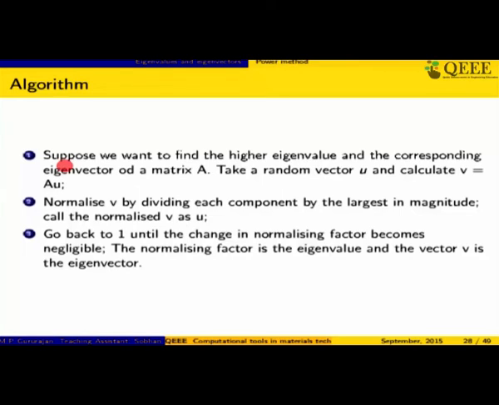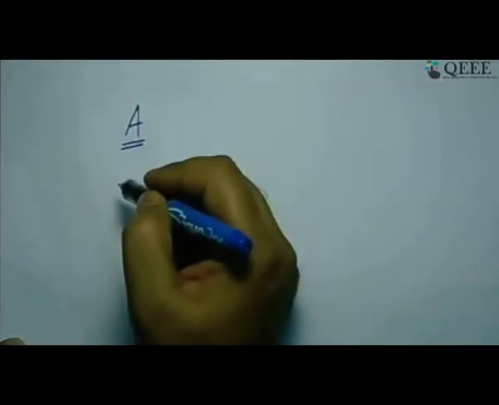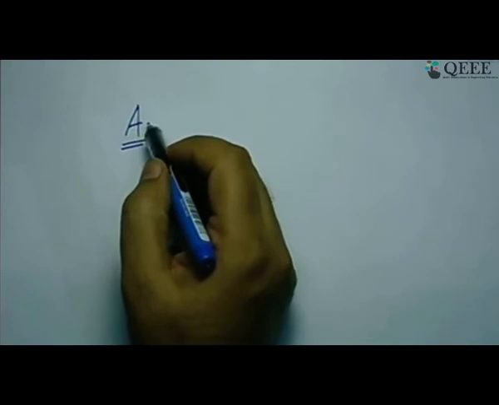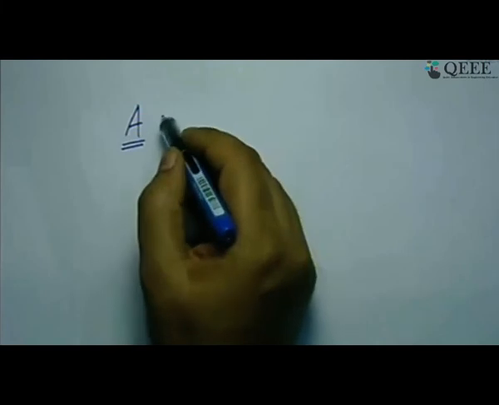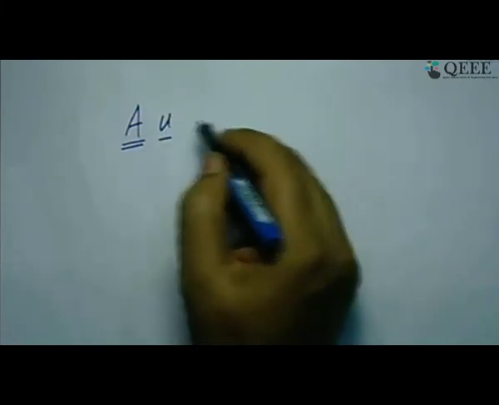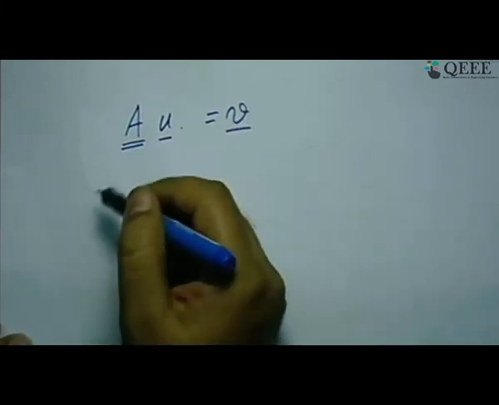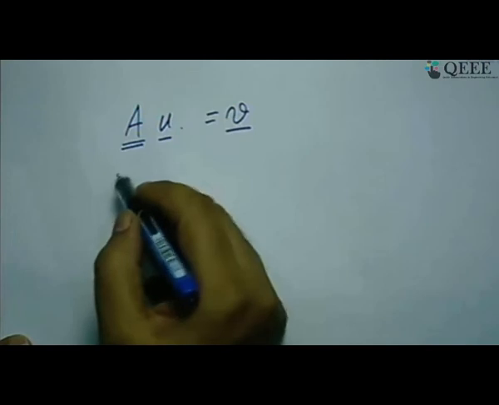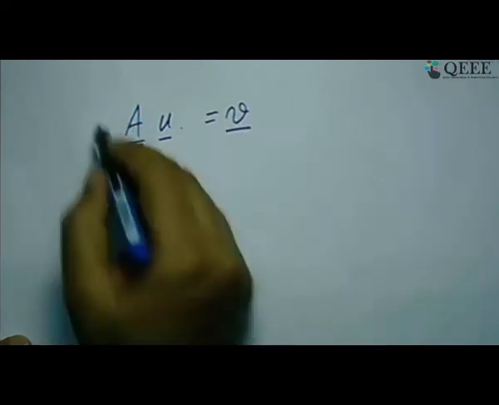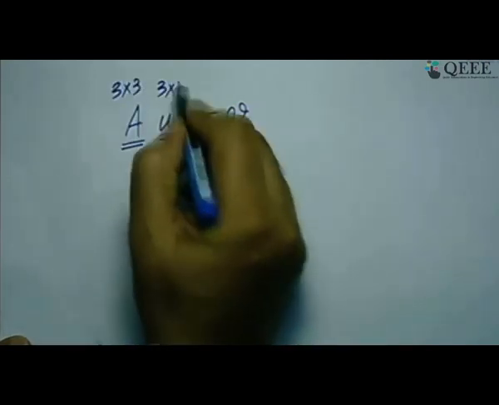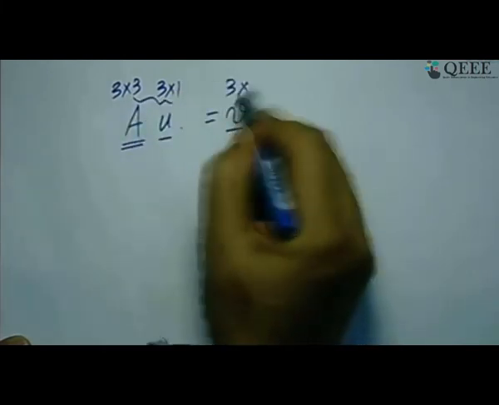Let me again show you. I am trying to find the eigenvectors and eigenvalues for the matrix A, and the power method tells me the largest eigenvalue and the corresponding eigenvector for A. How does it do this? You take an arbitrary vector u and act A on it, and you will get a v. Suppose A is a 3 by 3 and u is 3 by 1. So you will get a 3 by 1.